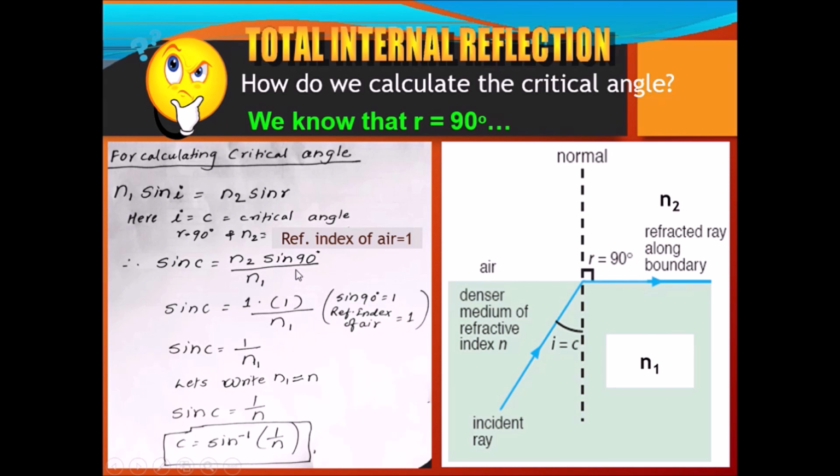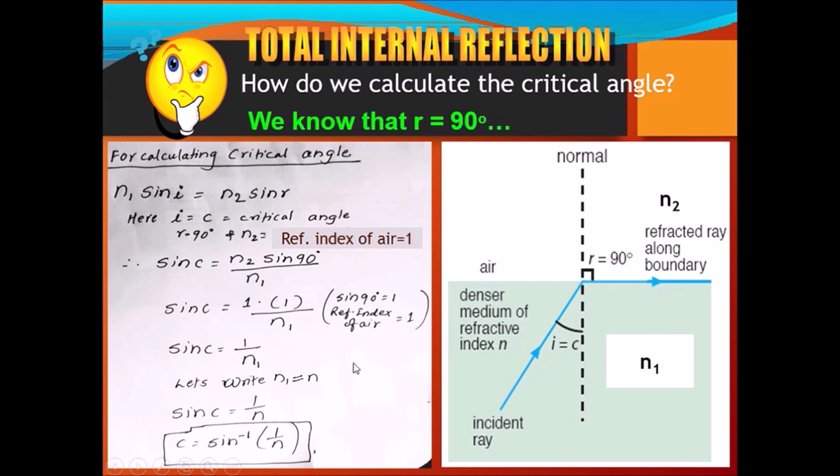Now let us see that sin C is equal to n2, that is the refractive index of air, which is 1, so I'm substituting 1 here, and sin 90 is 1. So sin 90 is equal to 1, the refractive index of air is 1, so 1 into 1 over n1, and that's 1 over n1. So sin C is equal to 1 upon n1. n1 is the medium from where the ray of light is coming. So sin C is equal to 1 upon n1. So let's write n1 as n.